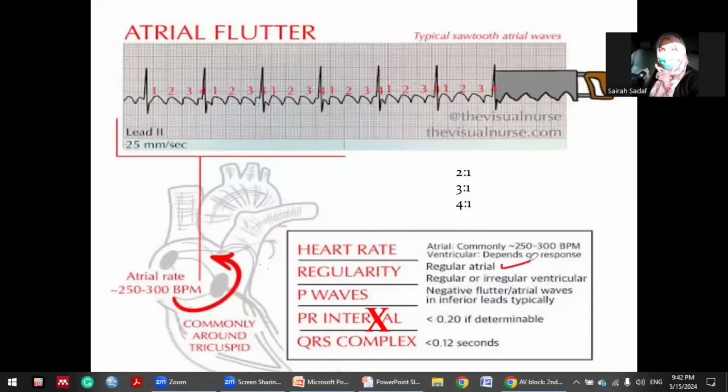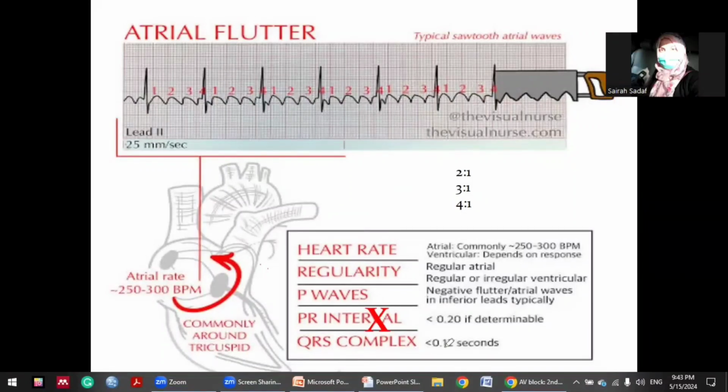Regularity: it is a regular supraventricular tachycardia. It may be irregular sometimes. P wave: I have already told you that these are usually not the typical actual P waves. These are the flutter waves, or you can say F waves. About PR interval, because there is no actual P wave, there will be no PR interval, or you will not be able to determine the PR interval.